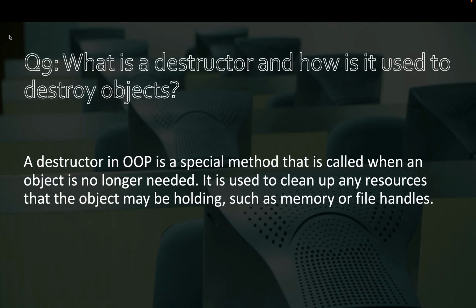Question number 9. What is a destructor and how is it used to destroy objects? A destructor in object-oriented programming is a special method that is called when an object is no longer needed. It is used to clean up any resources that the object may be holding, such as memory or file handles.